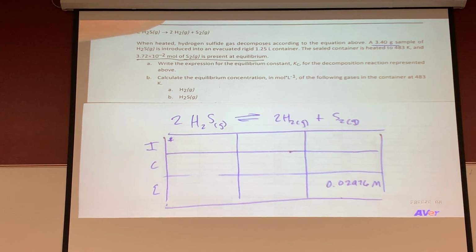So since it's moles, first you have to divide it by the volume. So you have to divide that number by 1.25, and that gives us something similar. But then which part of this question do we end up using it on? It ends up being this one for KC.